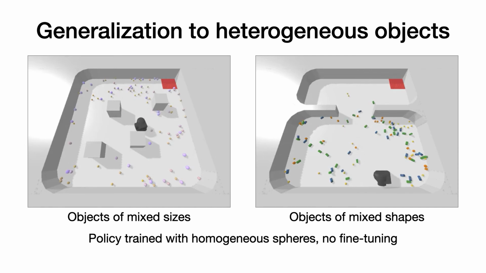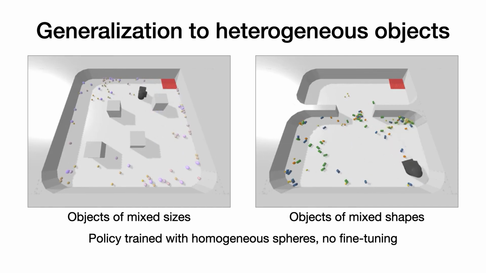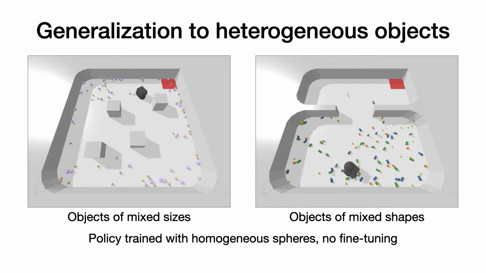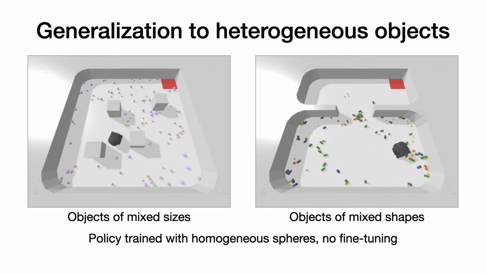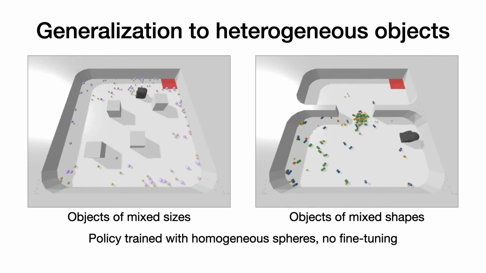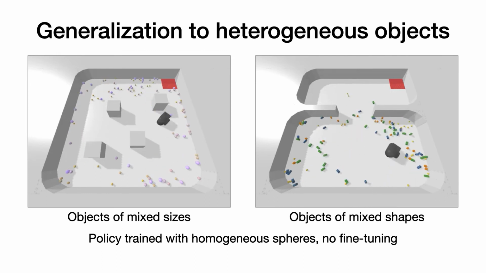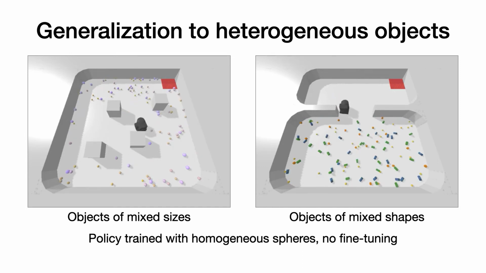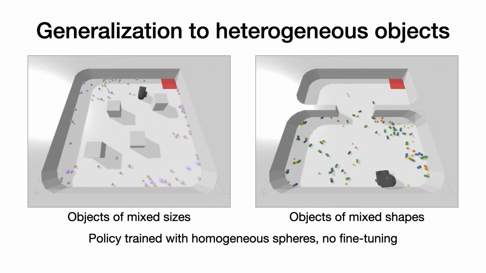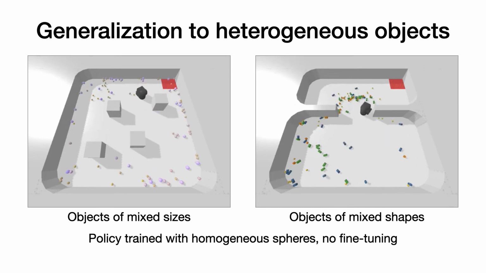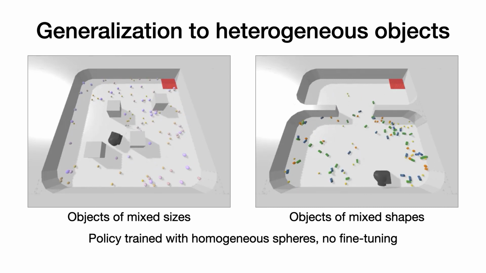Now let's take a look at how well our policies can generalize to objects that were not seen during training. We first look at whether the policies can handle heterogeneous objects. Specifically, we test with objects of mixed sizes as well as objects of mixed shapes. We find that our policies are able to generalize to these heterogeneous objects with no fine-tuning, even though they were only trained using homogeneous spheres.